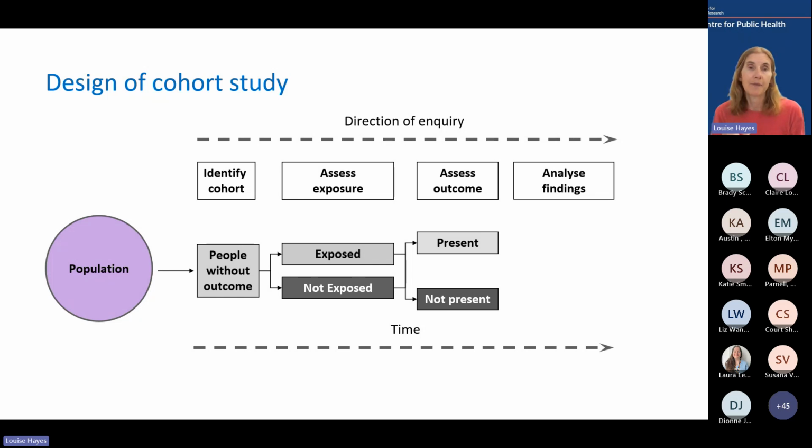So is that air pollution, say, or high levels of air pollution, and then we'll follow them over time and assess them to see whether or not they develop our outcome. So some will develop asthma and some won't. And then we can do some analysis around that to see to what extent that exposure is associated with the outcome.